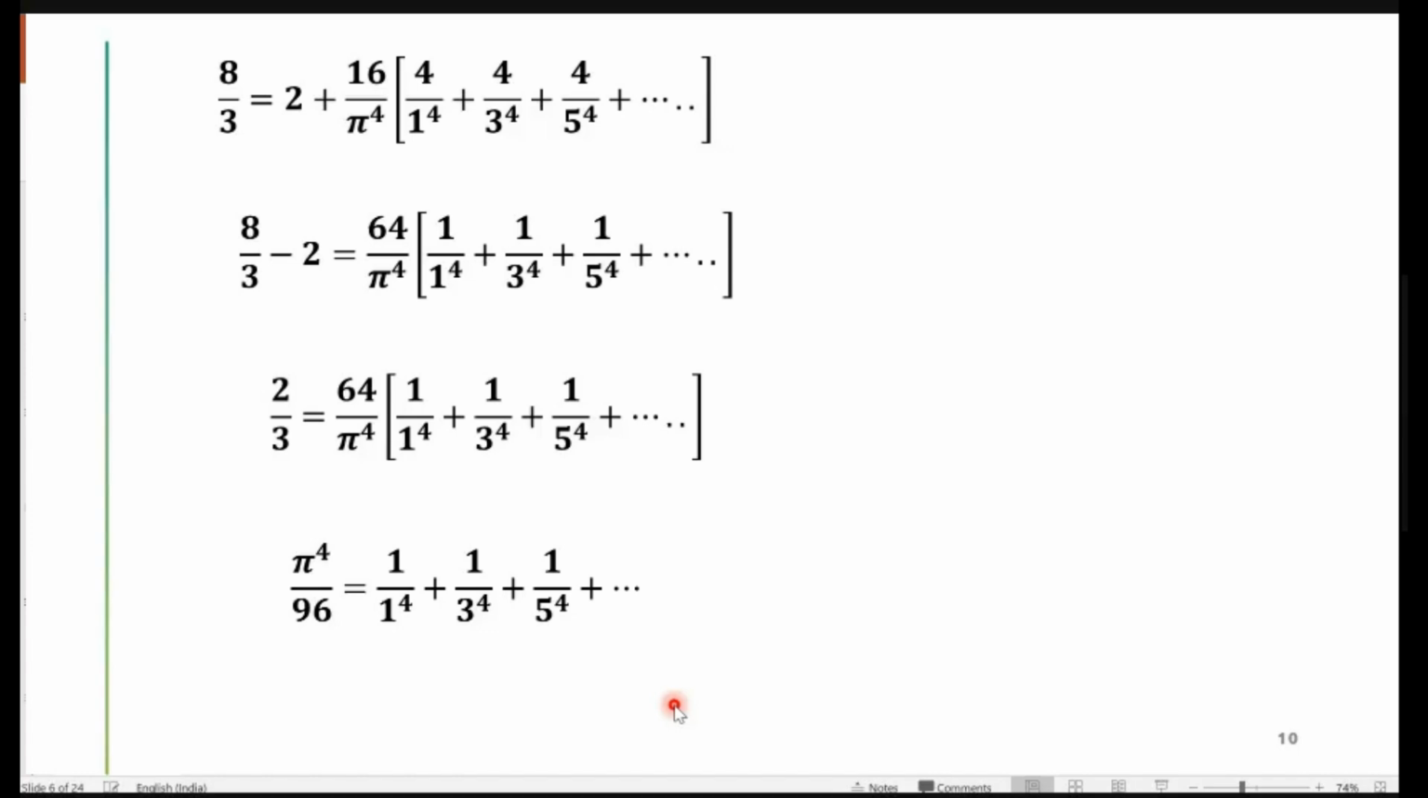This is the first part which was to be proved. Using Parseval's identity, show this result: pi raised to 4 by 96 is equal to 1 upon 1 raised to 4 plus 1 upon 3 raised to 4 plus etc. Any doubt in this?